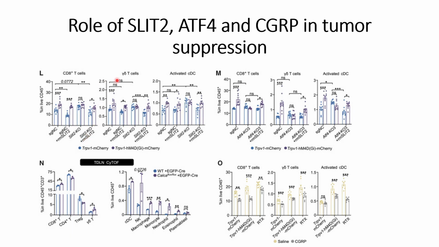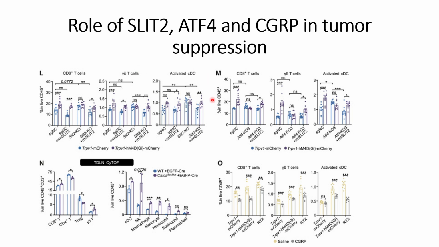And when they did the same analysis for the gamma delta T cells and activated conventional dendritic cells, they are able to see similar results. That is, in the presence of SLIT2 knockout, there is no difference for gamma delta T cells and activated conventional dendritic cells. However, when they intratumorally inject recombinant SLIT2, there is an enhanced signal or increase in the gamma delta T cells and the conventional dendritic cells, indicating that SLIT2 has a role in tumor suppression.